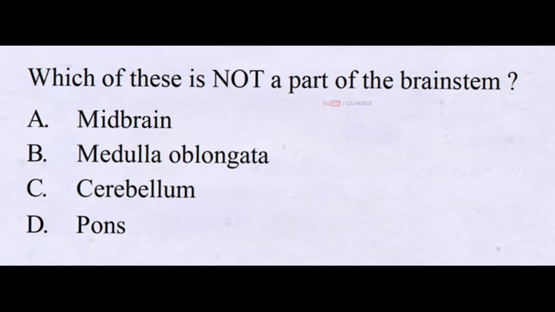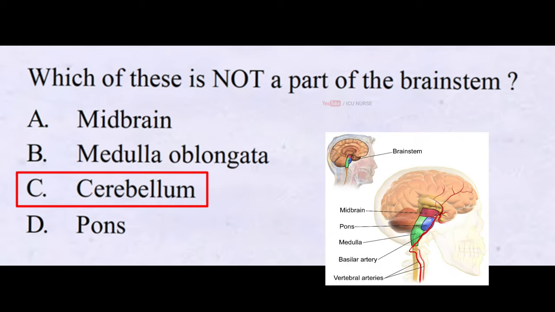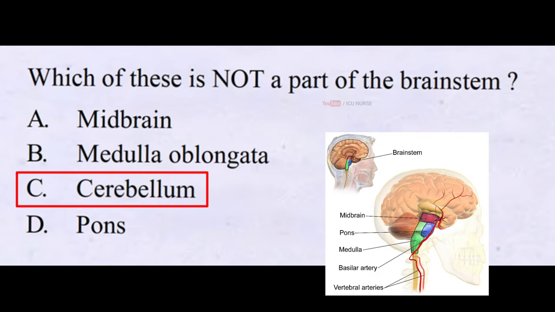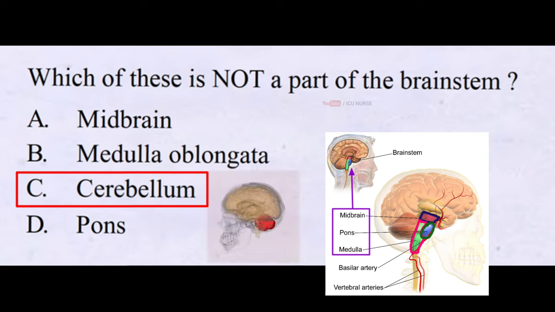Which of these is not a part of the brainstem? A. Midbrain, B. Medulla oblongata, C. Cerebellum, D. Pons. And the correct answer is C. Cerebellum. Midbrain, medulla oblongata and pons are all parts of a brainstem, whereas cerebellum is not a part of the brainstem.